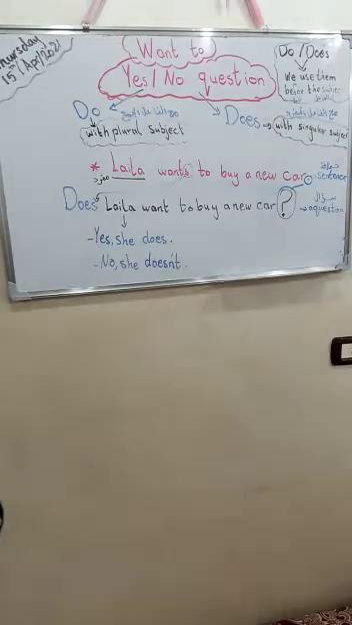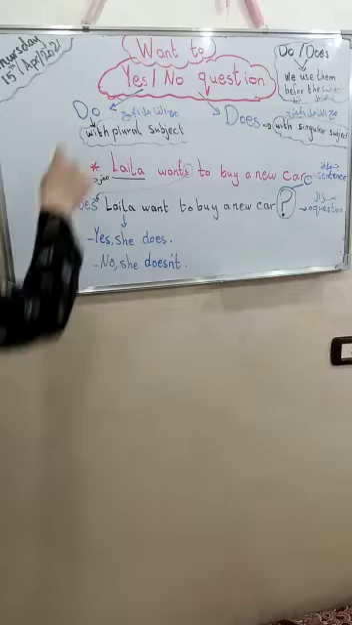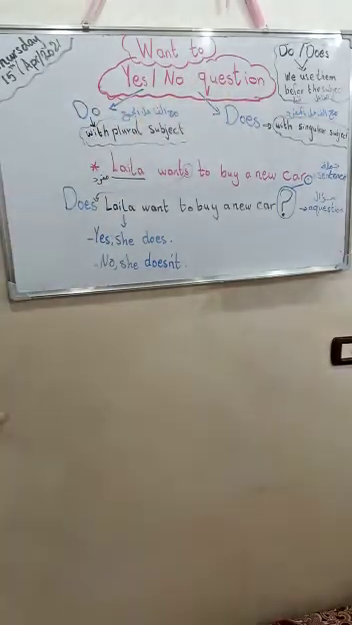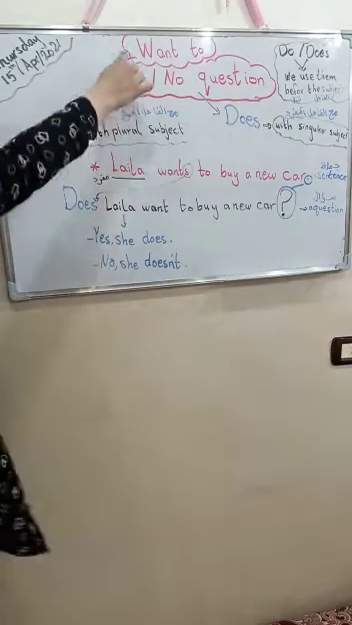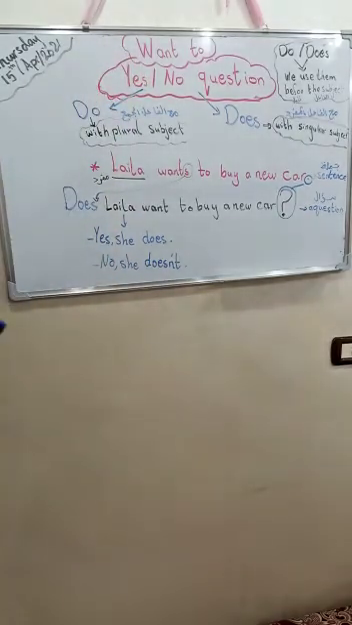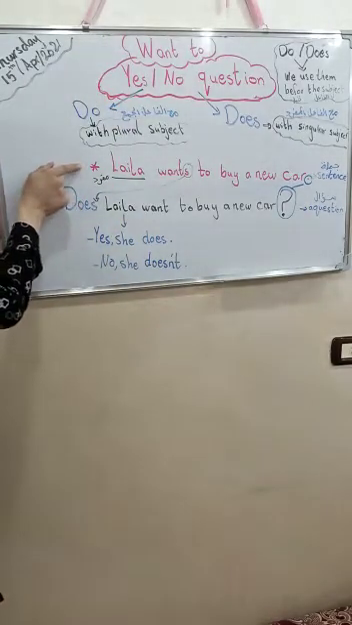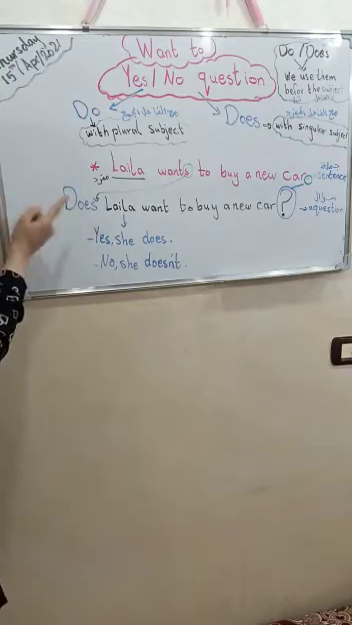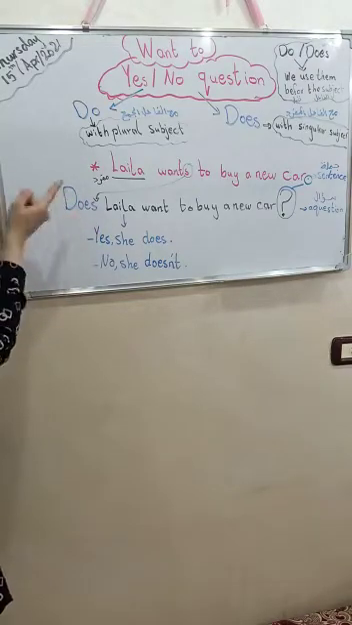Today we want to continue explaining the third point of the use of want to. رح نحكي يا ثالث عن الحالة الثالثة من استخدام want to in the yes or no question. How can I form a yes or no question by using want to? How can I change an affirmative sentence into a yes or no question?